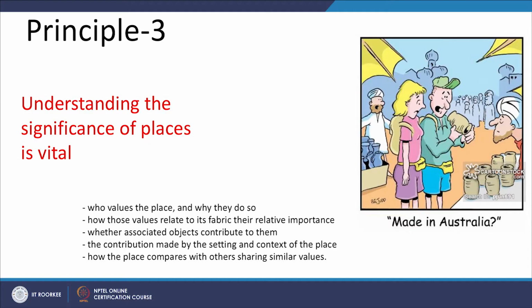So basically, these places are remembered by their events, by the occurrence of certain practices which are performed maybe annually or at particular periods, and particular trades which are developed regionally. How those values relate to this fabric, their relative importance, and whether associated objects contribute to them.